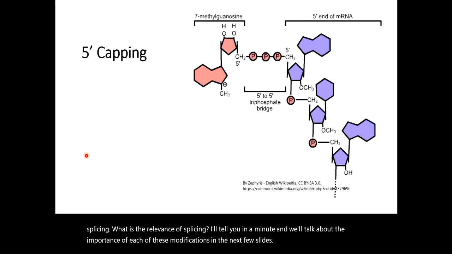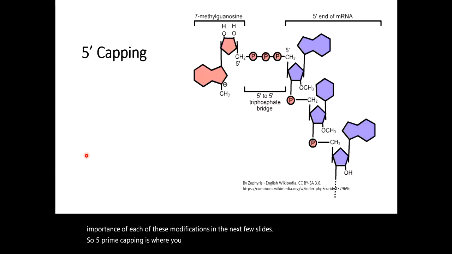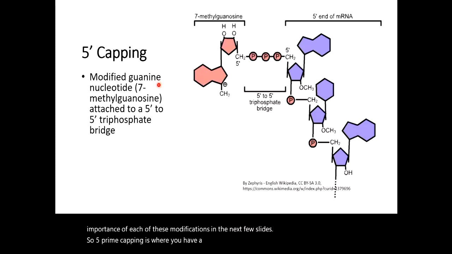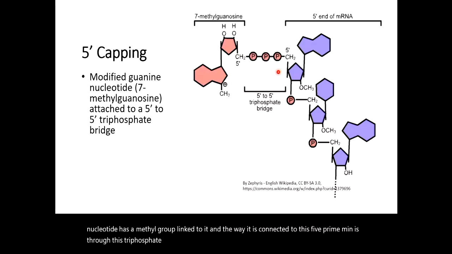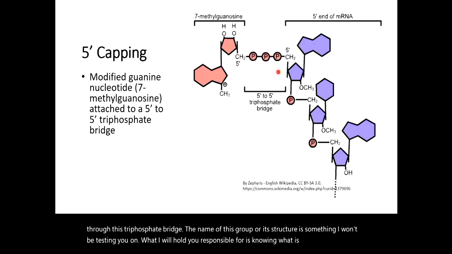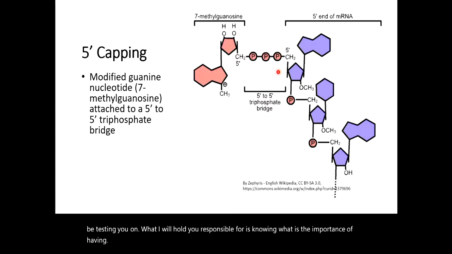So 5' capping is where you have a modified guanine nucleotide, right? This guanine nucleotide has a methyl group linked to it, and the way it is connected to this 5' end is through this triphosphate bridge. The name of this group or its structure is something I won't be testing you on. What I will hold you responsible for is knowing the importance of having this 5' cap. That's all I need you to know.